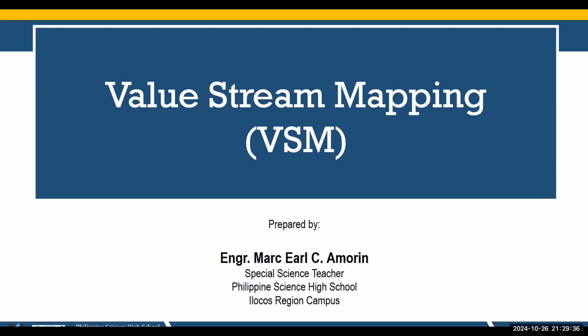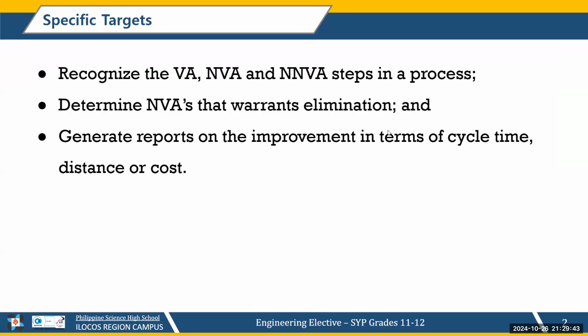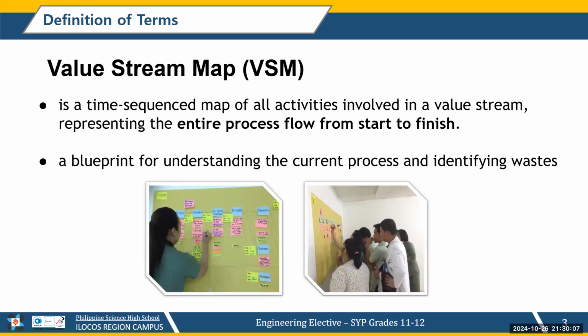Hello everyone. In this video lesson, we are going to talk about value stream mapping. At the end of this topic, you should be able to recognize the VA, NVA, and NNVA steps in a process, determine NVAs that warrant elimination, and lastly, generate reports on the improvement in terms of cycle time, distance, cost, and efficiency. So let's start with the definition of a value stream map, or commonly known as VSM.